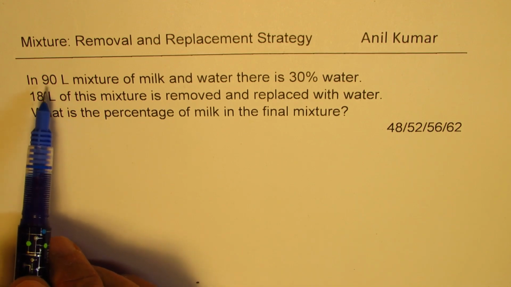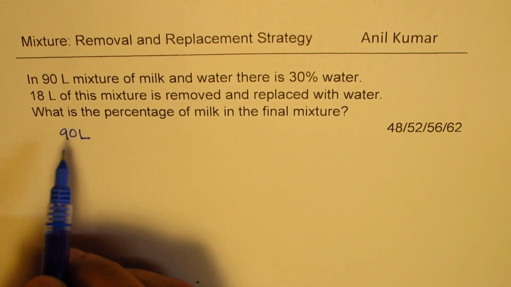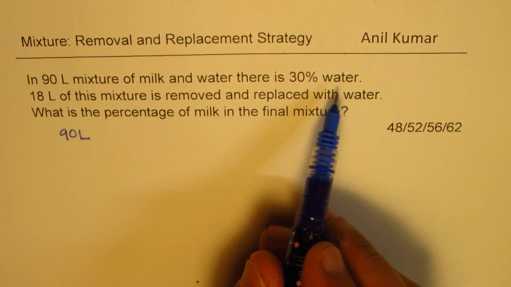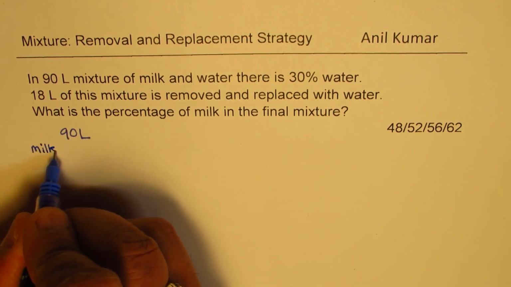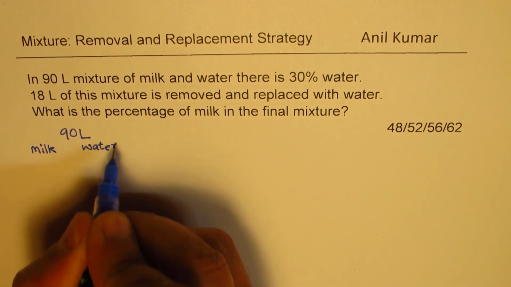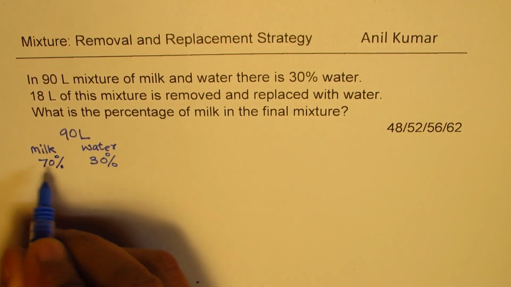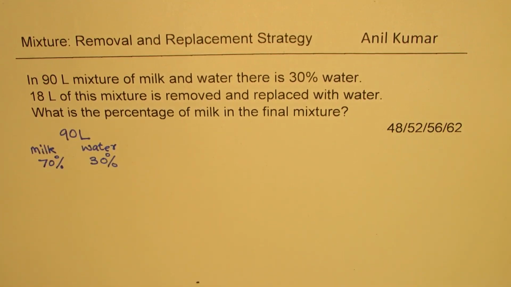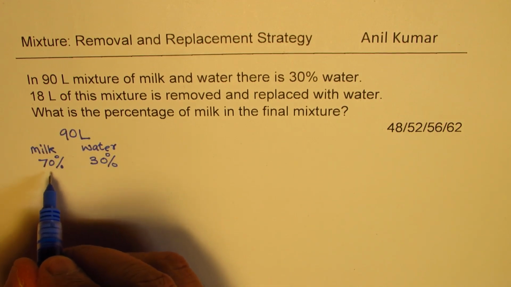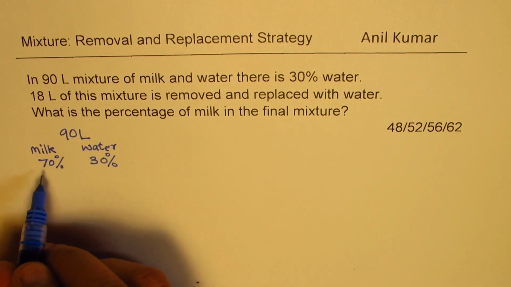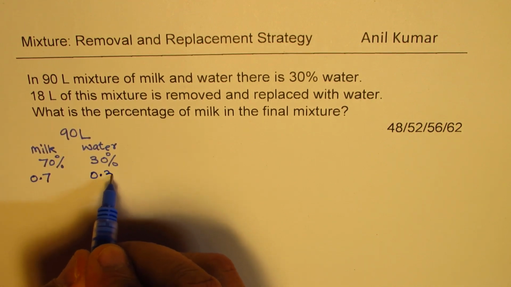So to begin with, we have 90 liters of mixture, right? So total quantity is 90 liters. In this, 30% is water, so that means what is milk? Let me write milk first and water later. So if water is 30%, then milk is 70%, right? How do you find it? 100 minus 30. Now, whenever we are working with percent, it could be written as a fraction or a decimal equivalent. So let me write down the decimal equivalent here, which really means 0.7, and this means 0.3.